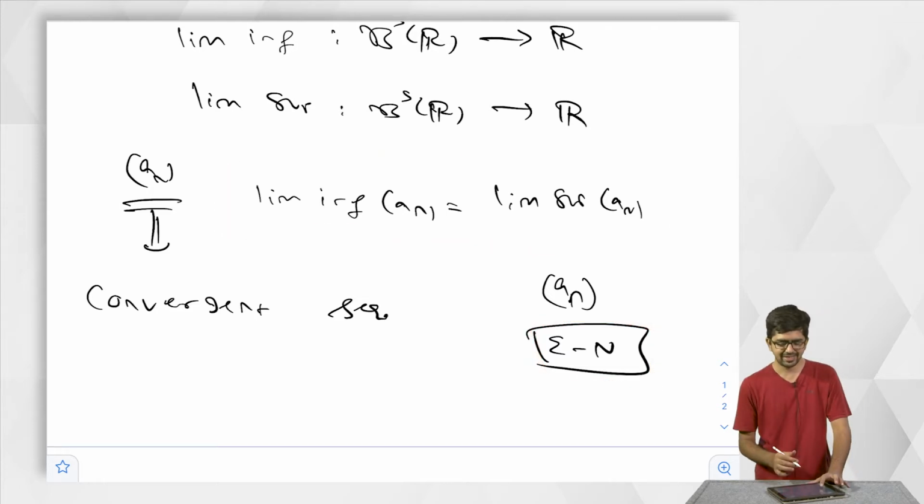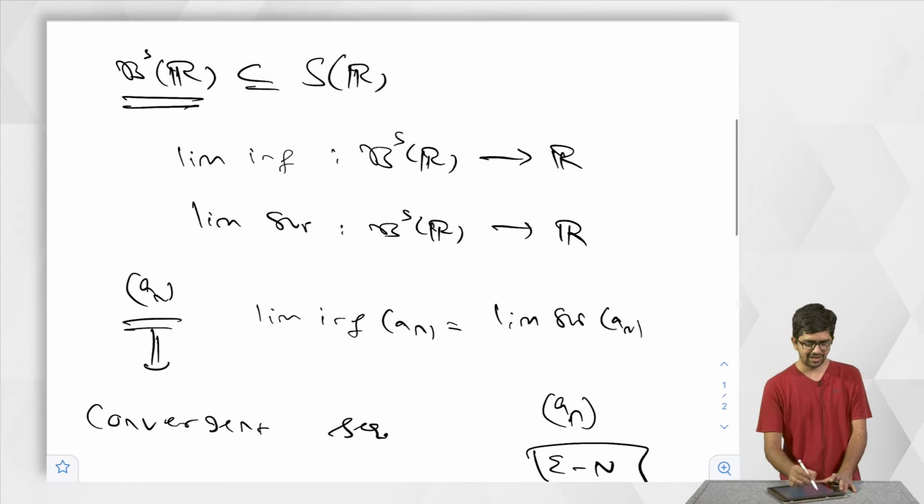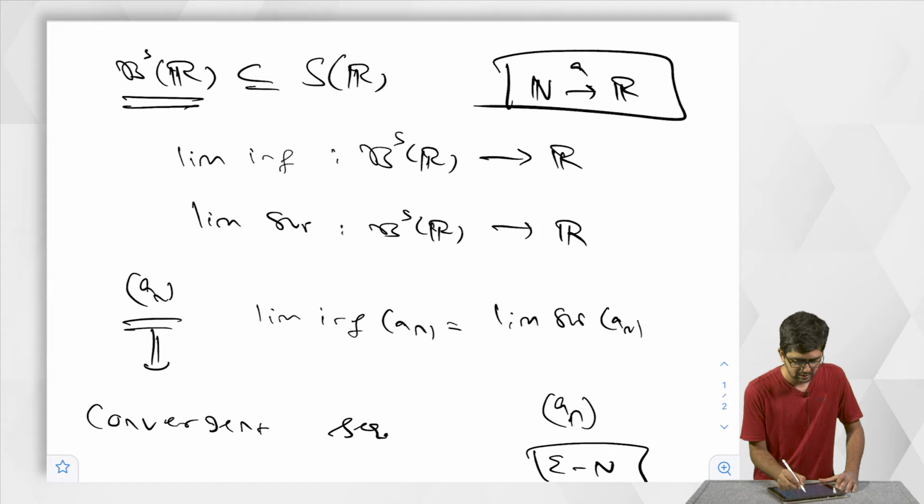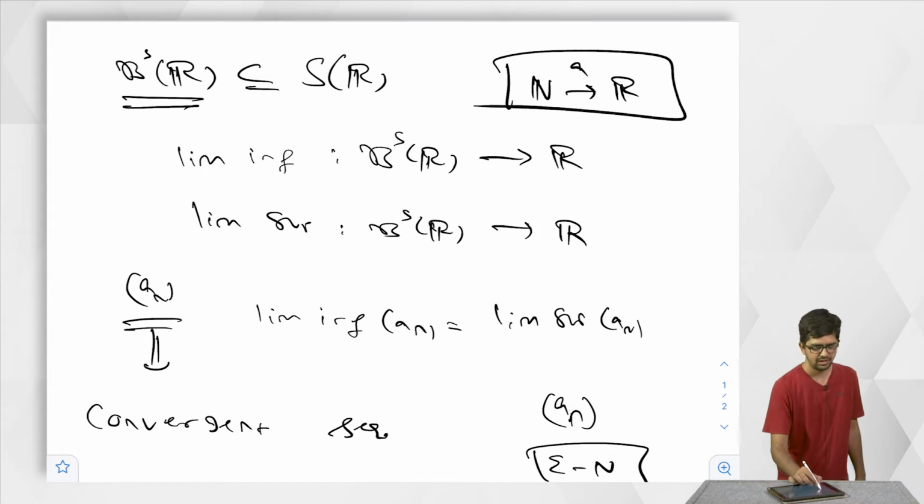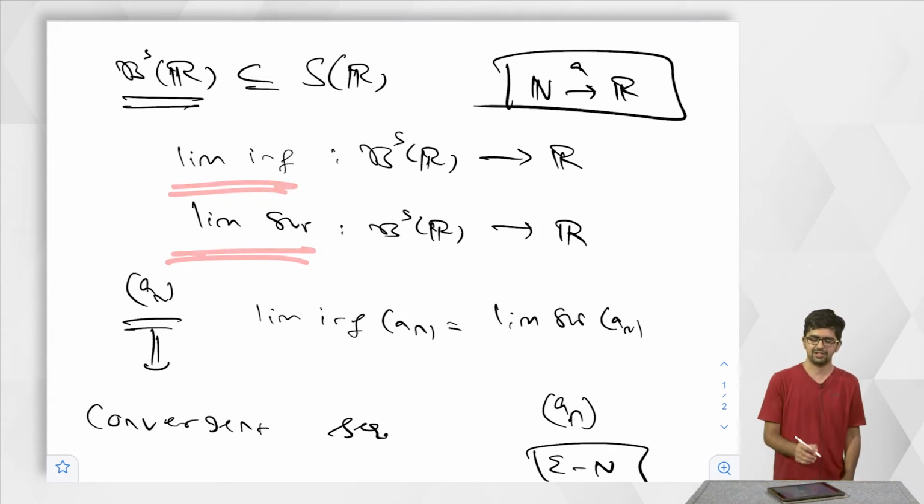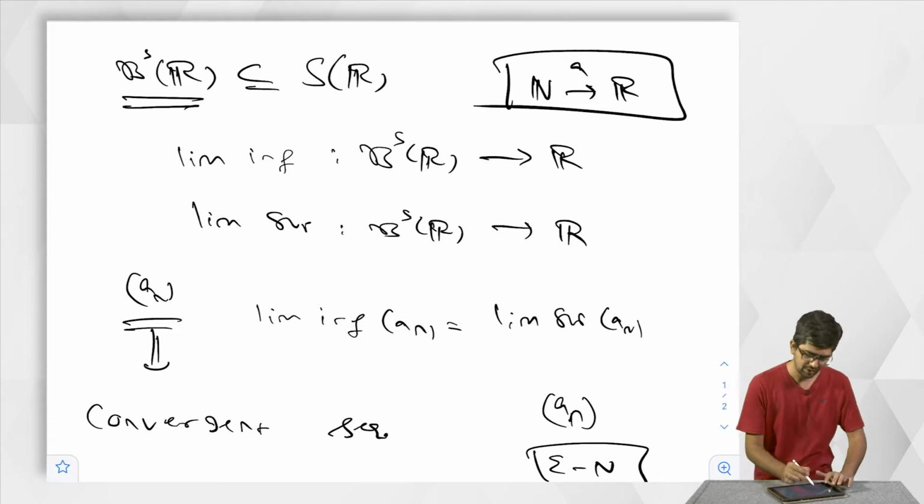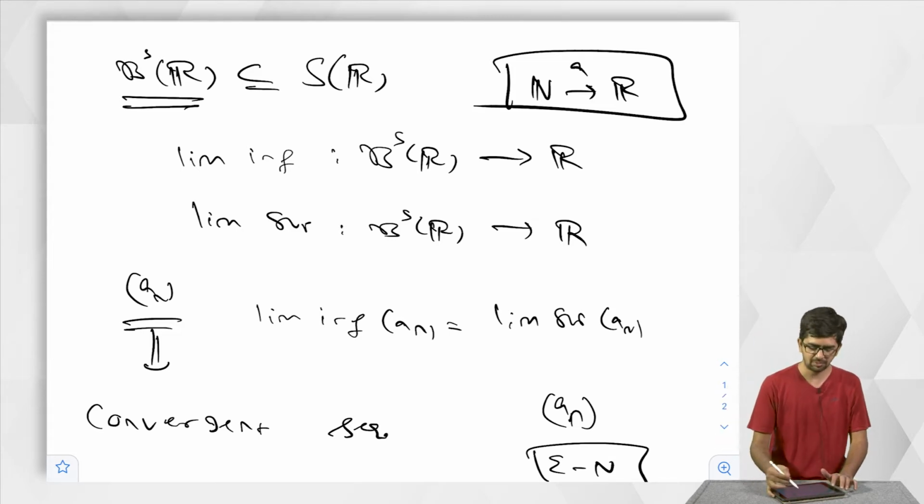So we will extend this idea. Here we have defined these only for bounded sequences in R, so it's a map A from N to R that is bounded. For those we have defined these two maps, and then using this we have another characterization for convergent sequences. Now let us do the same thing for arbitrary functions.